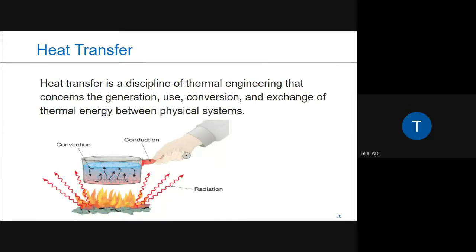Hello everyone. Today we are going to start the new topic, that is heat transfer and a few terminologies related to that, as well as the laws related to that. So first we must understand what is meant by heat transfer. Heat transfer is a discipline of thermal engineering that concerns the generation, use, conversion and exchange of thermal energy between physical systems.